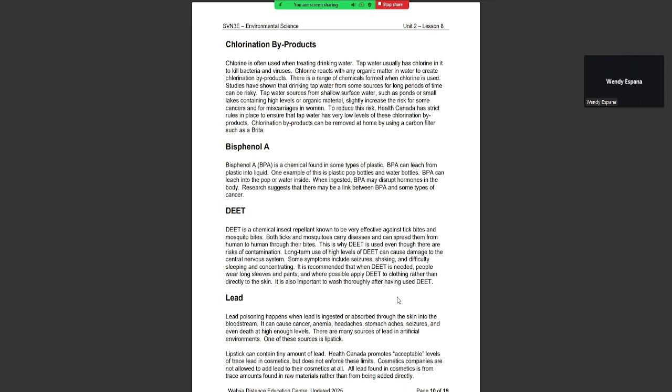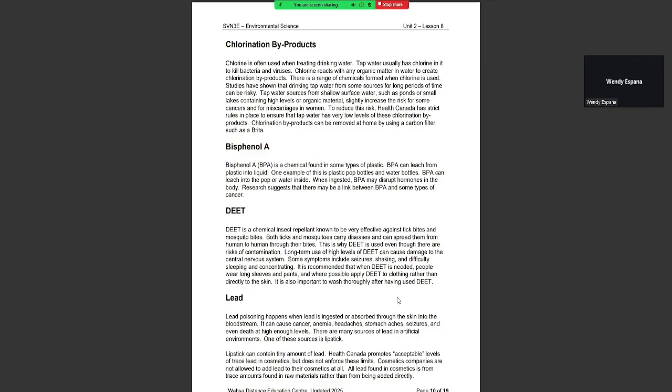Bisphenol A, BPA, is a chemical in some kinds of plastics. Plastic bottles are an example of how you could have BPA go from the plastic bottle into the water or the drink you're drinking.